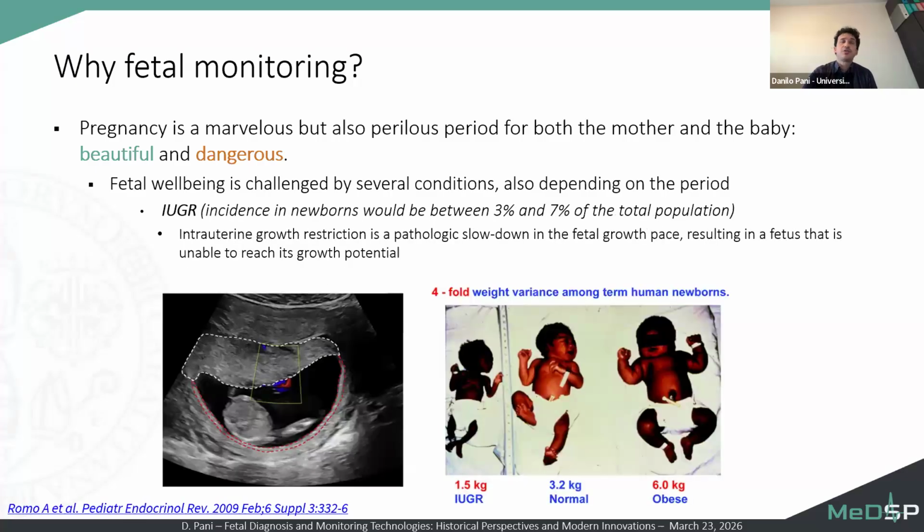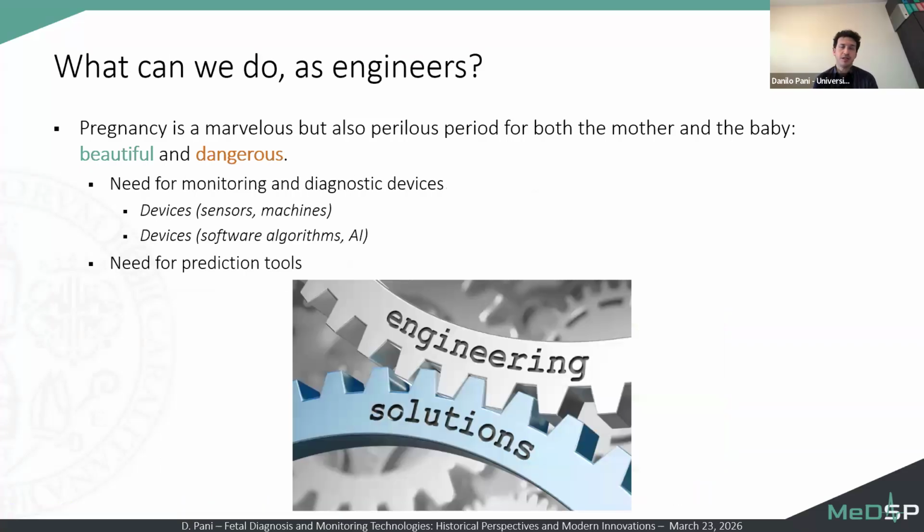And other conditions such as intrauterine growth restriction, which is a pathological slowdown in the fetal growth pace that results in a fetus that is very small compared to fetuses of similar gestational age, and then in very small newborns. This is also a critical condition for the baby that can be monitored during pregnancy, not only by conventional ultrasound techniques, but also by other more unconventional methods.